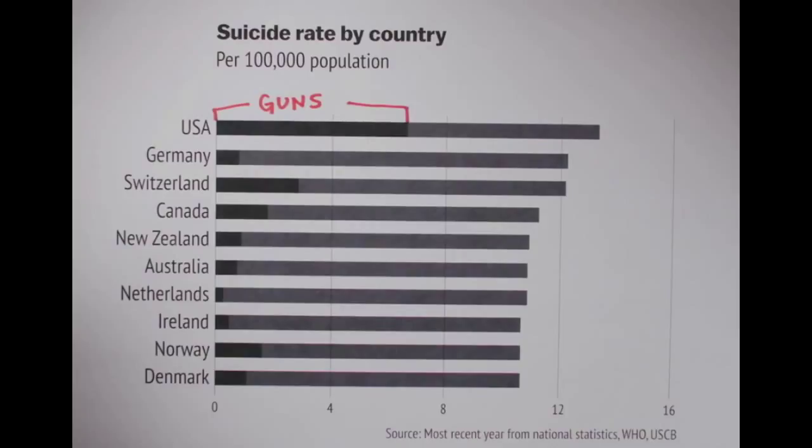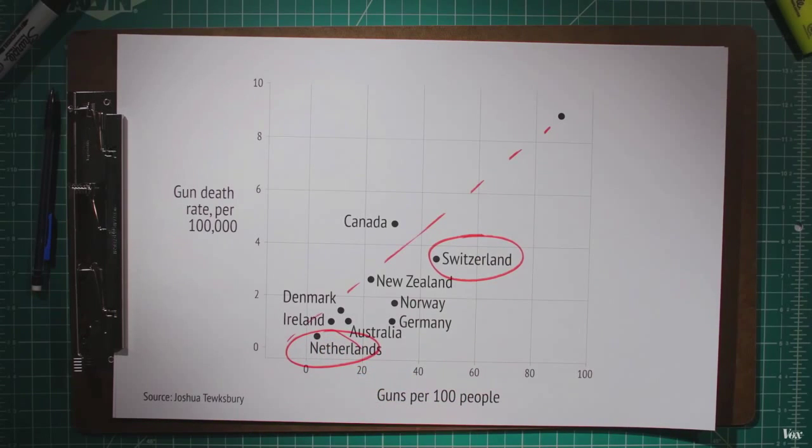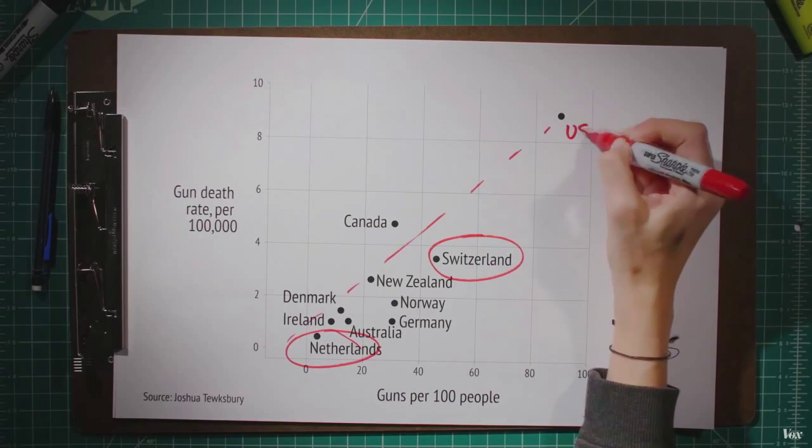Remember this graph? That black bar for gun suicides for the U.S. is being included in their graph for gun death rate and gun ownership by population. And of course, the problem with this is the assumption that those suicides wouldn't have happened had those people not owned guns, which, as we've shown already, that's not the case. And you can almost see that just from looking at this graph itself. You can see that countries like Switzerland, which have relatively more guns than a country like the Netherlands, also have a higher gun death rate. And here's the US.